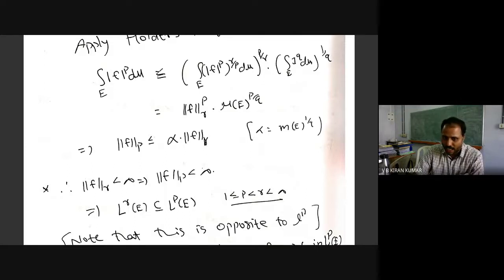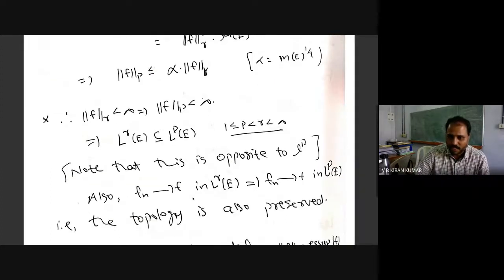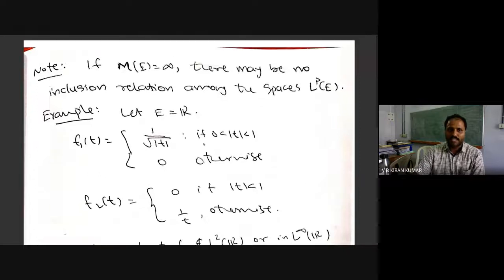L^r of E is contained in L^p of E when p is less than r. So this is simply opposite to small l^p. That is very special about capital L^p. These are the situations where small l^p and capital L^p differ. And of course, convergence is the same. Now in the L infinity case, the same inequality we can derive. But what happens if the measure of E is infinity?